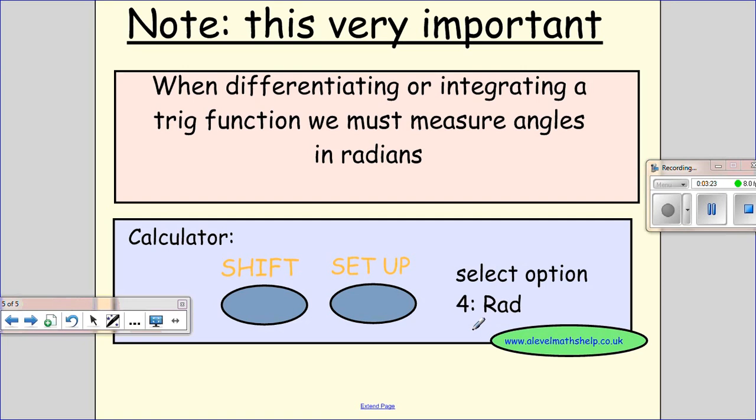that sometimes we're in degrees and sometimes we're in radians. But if you're differentiating or integrating, then you're always going to be dealing in radians.